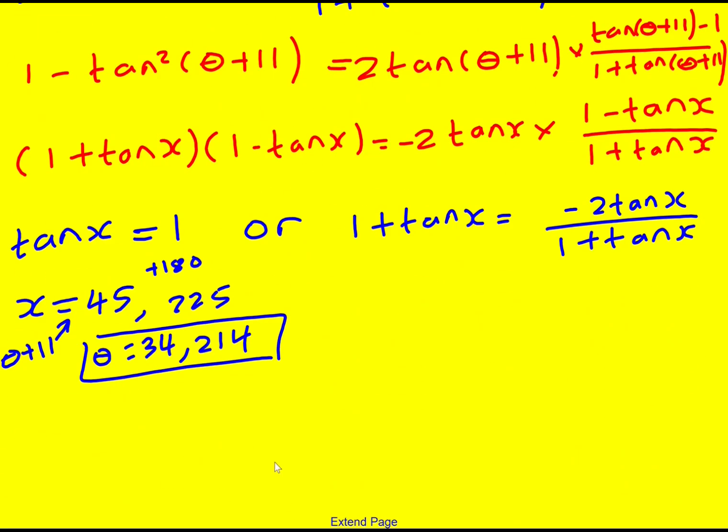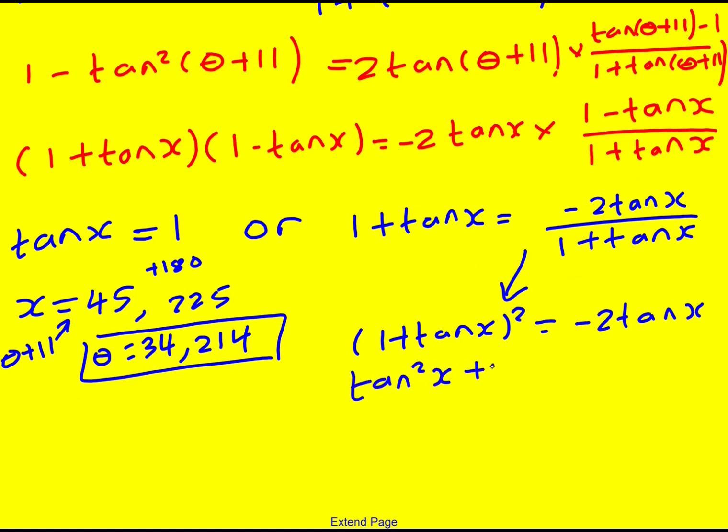Right. Now we've got this left over. So what I'm going to do is multiply through and make it 1 plus tan x all squared equals minus 2 tan x. Expand the bracket, tan squared x plus 2 tan x plus 1 is equal to minus 2 tan x. And I've got myself a quadratic for tan.